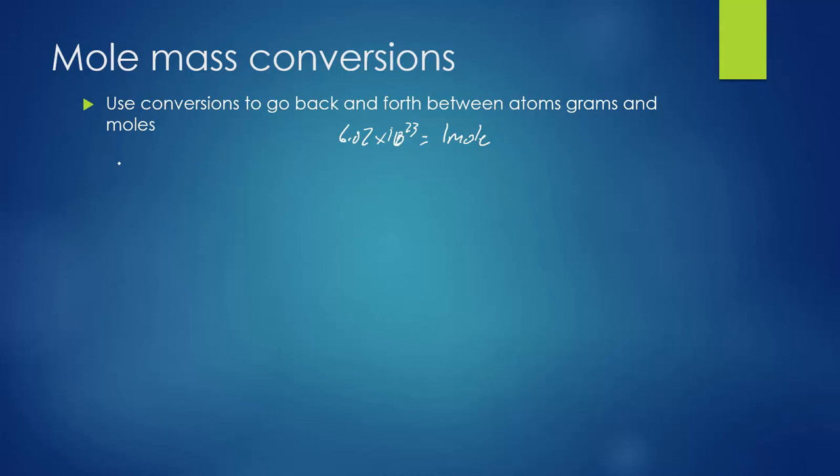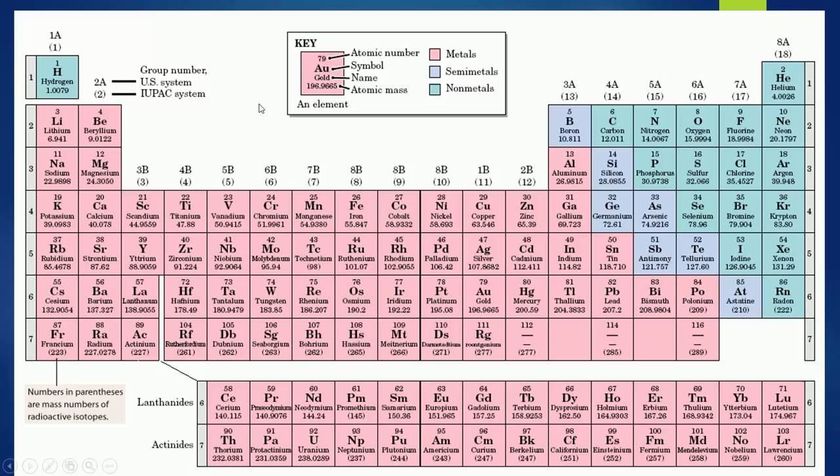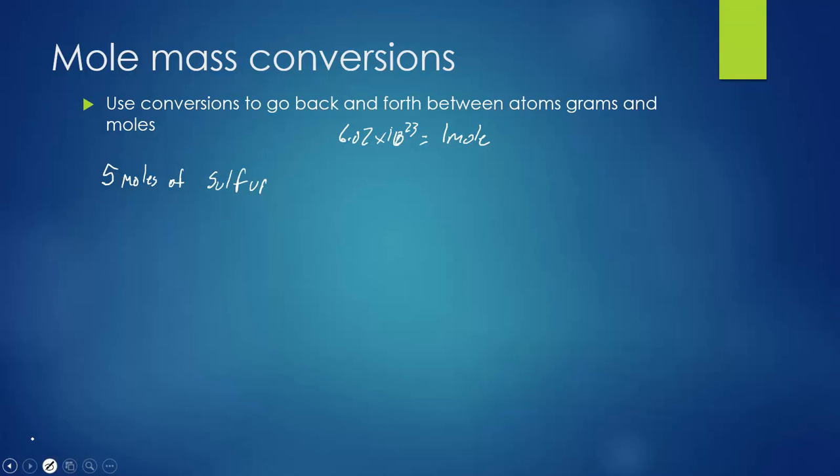So let's say I wanted to have 5 moles of sulfur. Okay? Well, if I want 5 moles of sulfur, then I'm going to go find sulfur on the periodic table. And let's see, I have a periodic table. Let's pull that up. So sulfur is right over here. It's element number 16. It has a molar mass of 32.066. That's its atomic mass, so that's also its molar mass. So sulfur, 32.066 grams per mole.